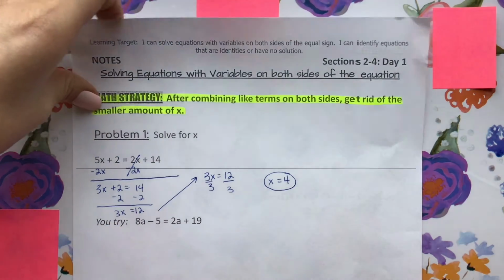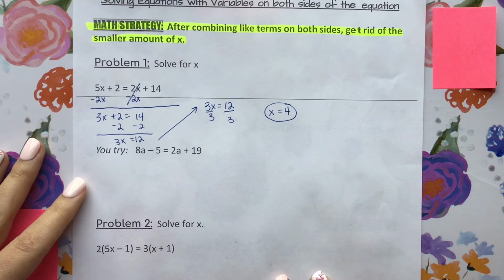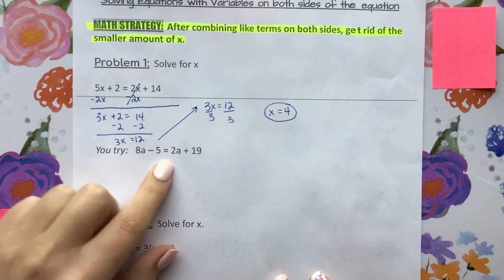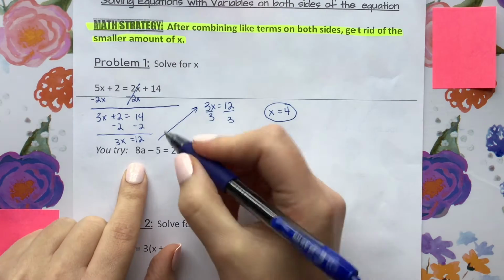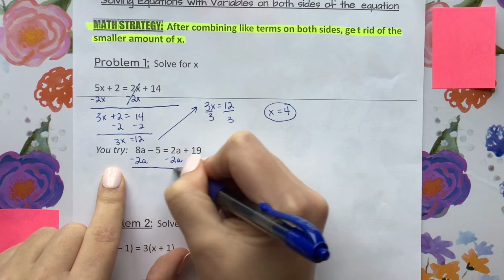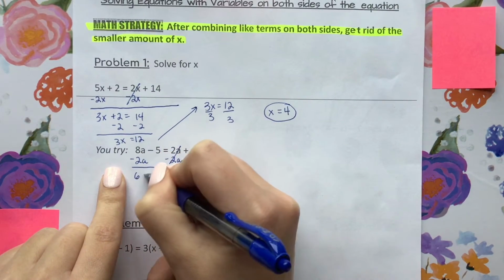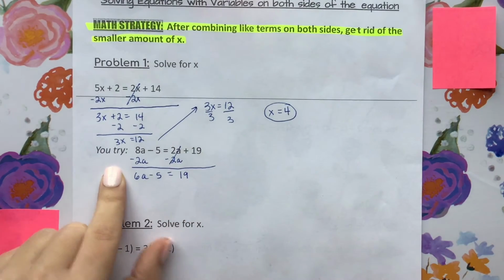All right, let's do that again. Same exact strategy as we used before. So we have 8a minus 5 is equal to 2a plus 19. First, move the 2a because 2 is smaller than 8. So I'm going to subtract 2a from both sides. And I have 6a minus 5 is equal to 19.